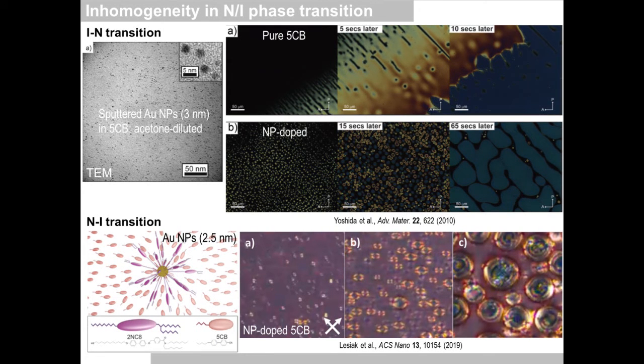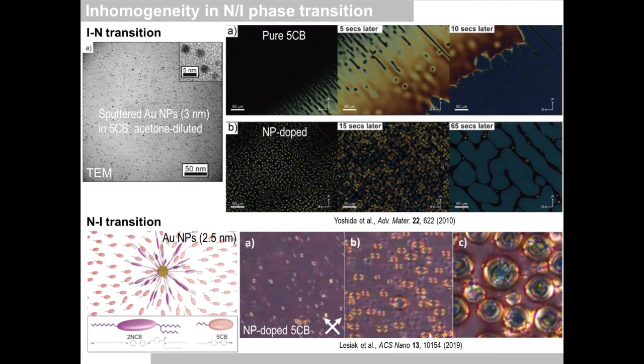On the other hand, the metallic nanoparticle doping can affect the phase transition pattern of 5CB in IN as well as NI transitions. When pure 5CB in the isotropic phase is cooled, the phase transition pattern is so simple. The nematic region appears with a smooth front, and this front just sweeps the field of view, and it is the same for the NI transition.